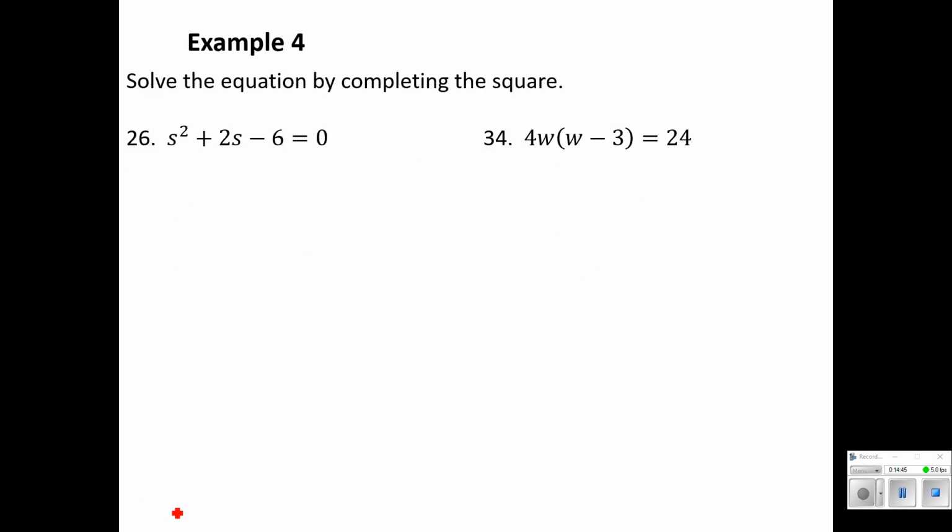All right, now we get to the important stuff. Not that the other examples weren't important. Those are the building blocks. To solve an equation by completing the square, this is really one of the rare cases where we do not necessarily want this equation set equal to 0. We want all of our variable terms on one side of the equation, and I'm going to add the 6 over to the other side.